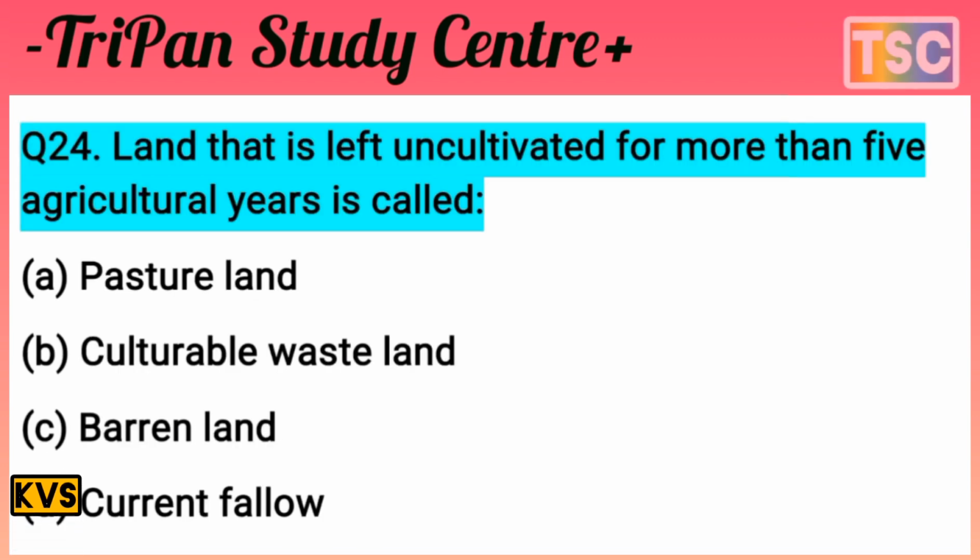The next question: land that is left uncultivated for more than five agricultural years is called. That's a most important question here. The first option is pasture land, second is cultivable wasteland, C is barren land, and D is current fallow. That's an important option. Take a few seconds and test your knowledge.